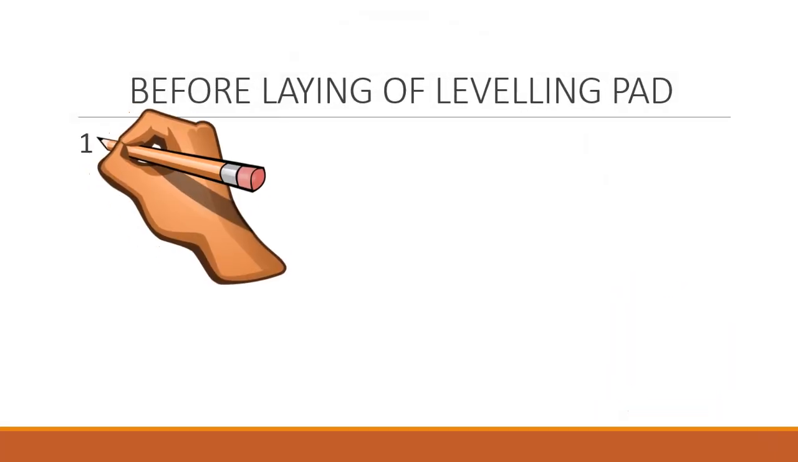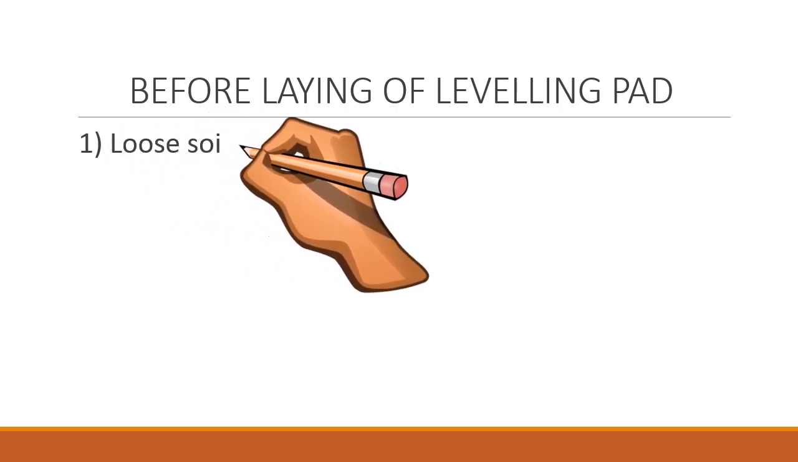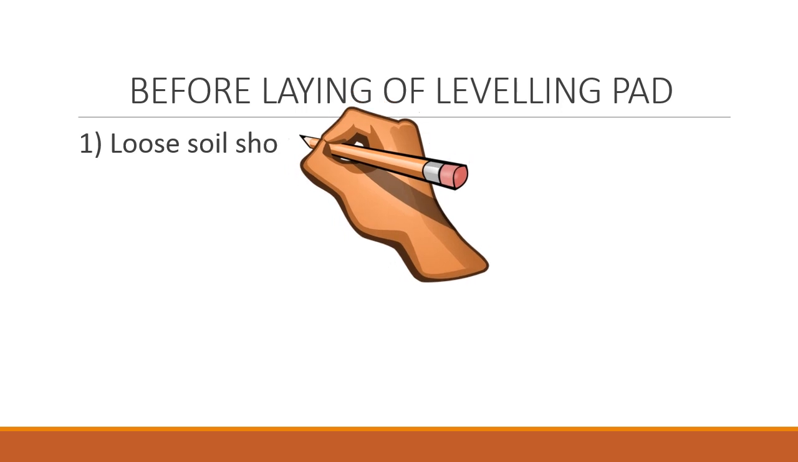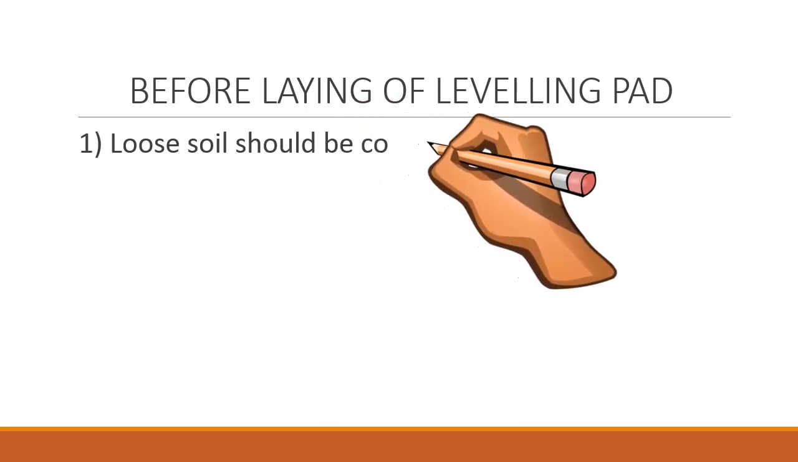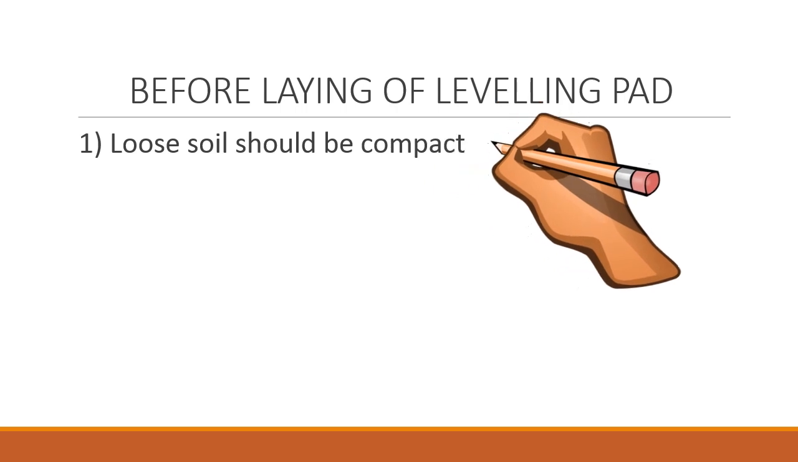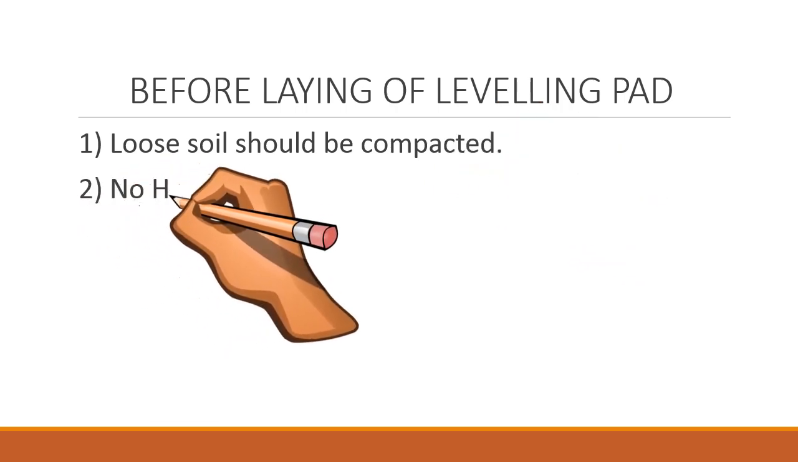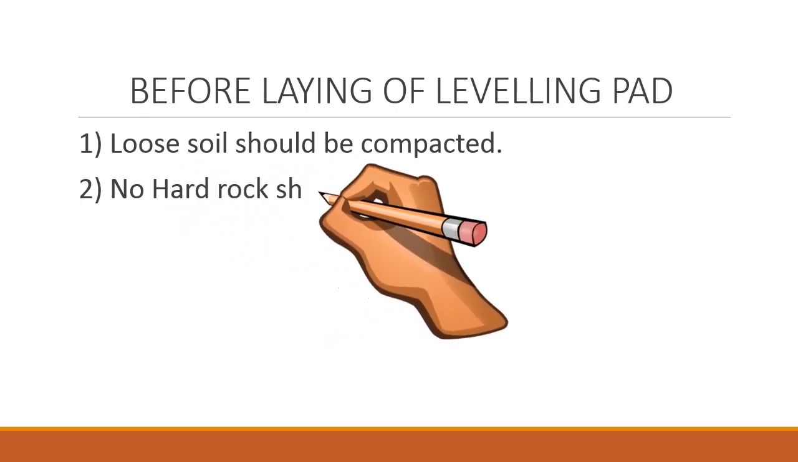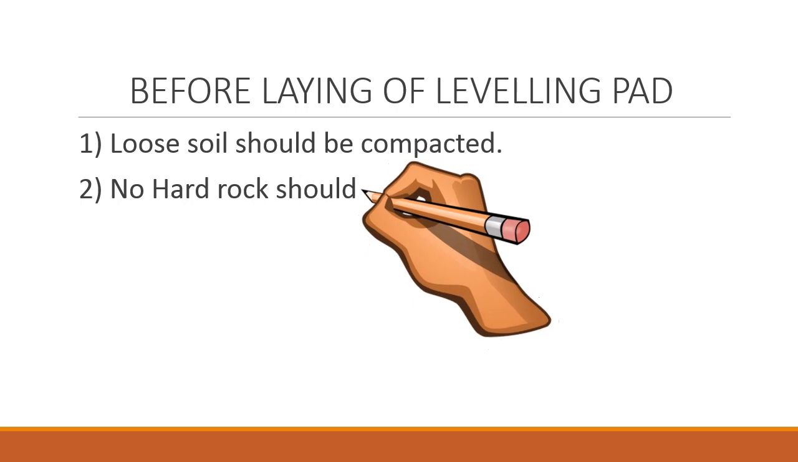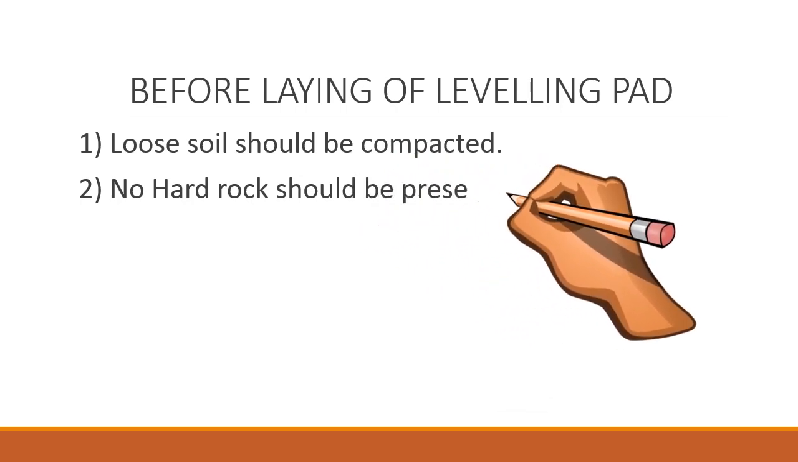It has to be compacted and then we go further. Before laying the leveling pad, we have to remove the loose soil. Loose soil should be removed, because if you encounter some loose soil, then there will be settlement in the leveling pad, that is differential settlement. Then your wall may sit at one place and it may not sit at another place. This is where collapse of RE wall happens.